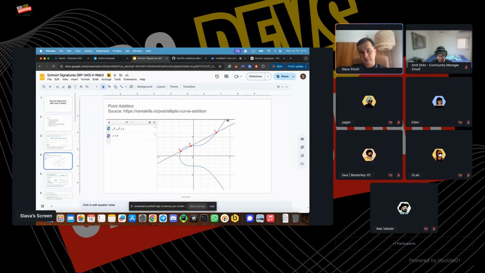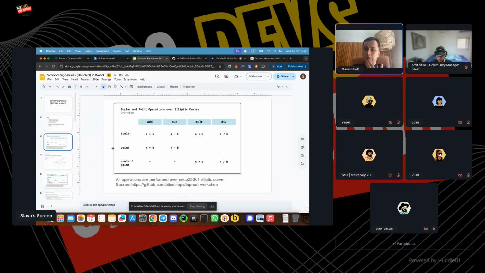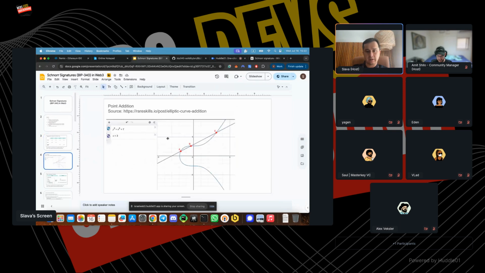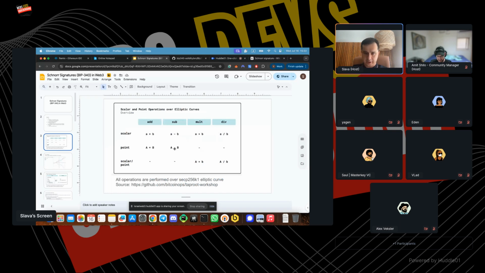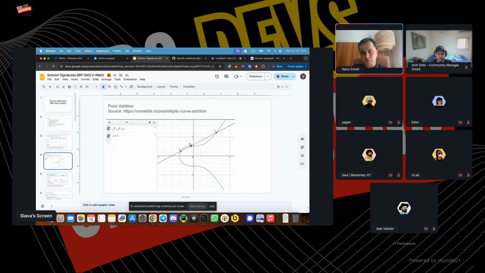And here is the blue line, that's a chart of this function. Points are exact points in this two-dimensional space, points that lie on this curve, on the blue one. With points, we can do addition and subtraction. For addition, we take two points A and B, and draw a line through them, and this line will intersect the elliptic curve at another point C.